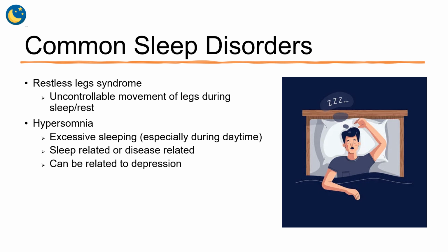So hypersomnia also may be related to other disorders of the central nervous system, so like the brain or other organs like kidney, liver, or other metabolic disorders. It can also be a sign of depression. So if a patient presents to the doctor's office and they're describing these type of characteristics of hypersomnia, then that's definitely something you should investigate further.